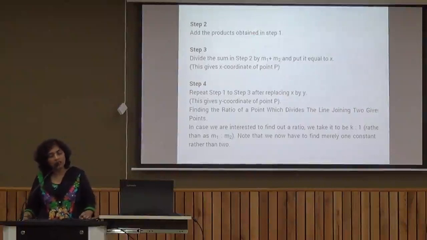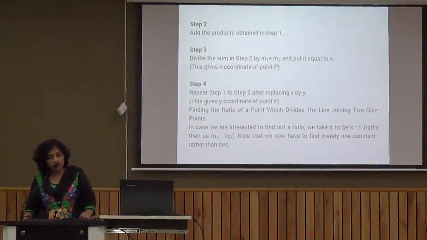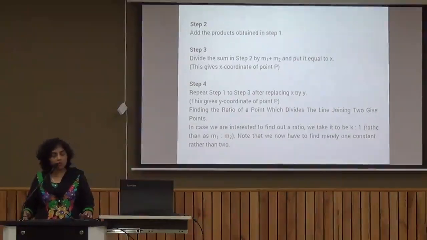And then similarly we repeat these 3 steps to find the y coordinate. We can also find the ratio in which a point divides the line segment joining the 2 given points. In this, if we have to find the ratio, we take the ratio as k is to 1 instead of taking m is to n or m1 is to m2, because when we take k is to 1, we have only one variable and it is easy to calculate.